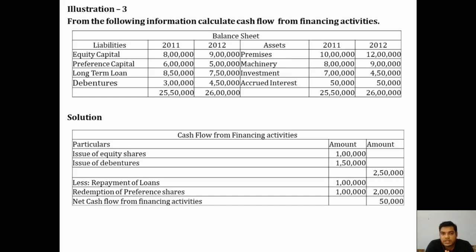So this was related to the 5 marks problems. Now if we come to the 15 marks problem, here what happens is all these three types of activities, that is operating activities, investing activities and financing activities, will come under only one head, which is called the cash flow statement. Now let us solve one problem on that sort of question.